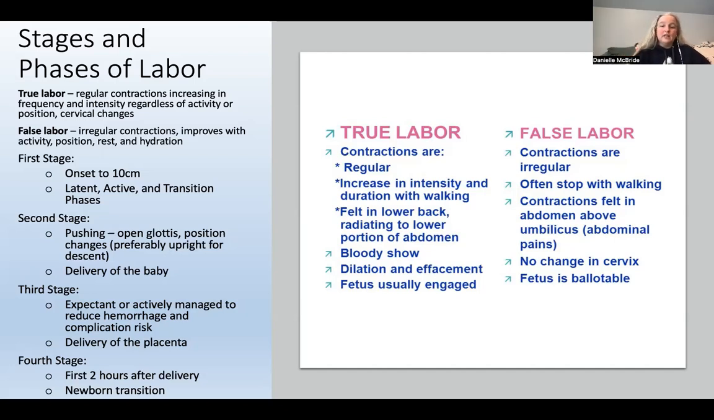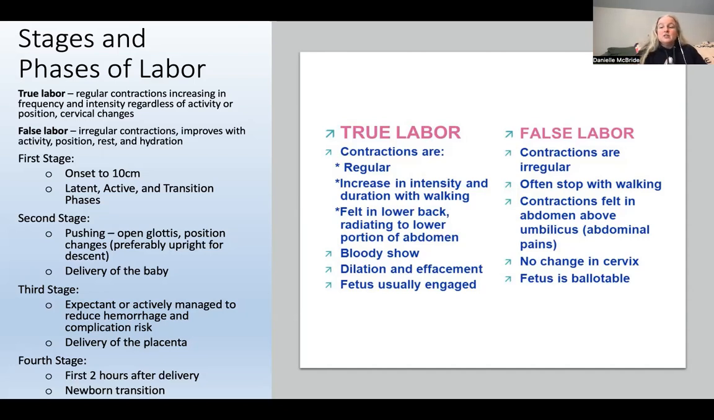Also, if she's feeling her contractions in the lower part of her belly and it's radiating towards her back and down her thighs, those are usually true labor contractions, where false labor contractions are kind of all over the belly. All right, so that's kind of how I can tease it out. But ultimately, it's going to be the cervical change.